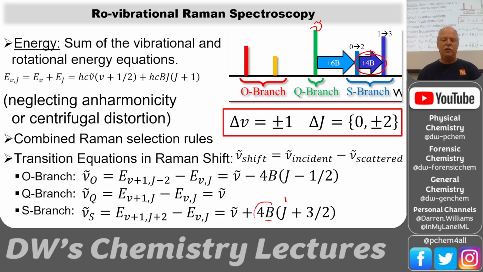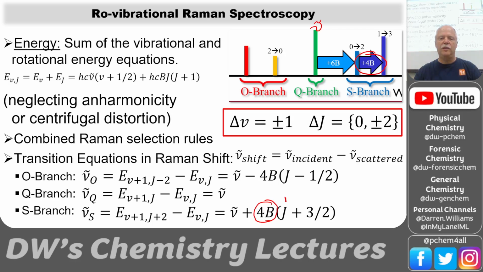And you can see this here in both of these transition equations. The Raman spectral lines, if we just look at the slope of J, is 4B. Every spectral line is 4B away. That's good to know, because if we get a Raman rotational spectrum, we take the difference in those lines, divide by 4, and we have the rotational constant. And we can use that to calculate bond lengths and masses and stuff like that.